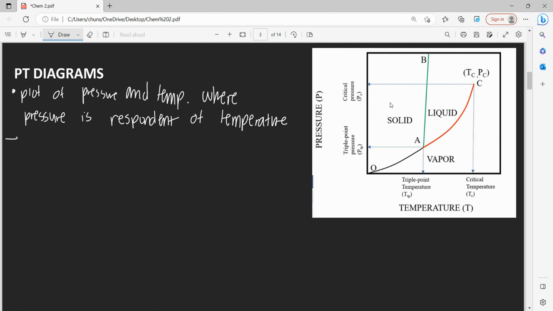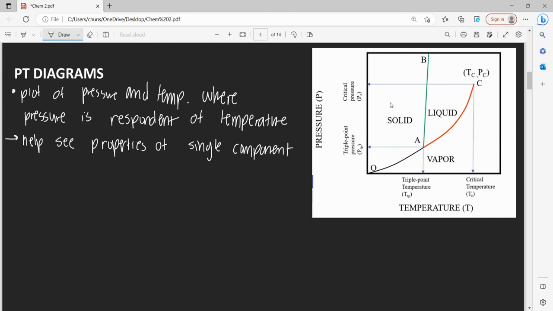So this is a graph to help us see properties of a single component. So single component means that it's a pure substance. We're only dealing with the property of one thing of matter. So for example, you couldn't use it for water and salt or a combination of things. It would just only be for water or only for salt, for example.